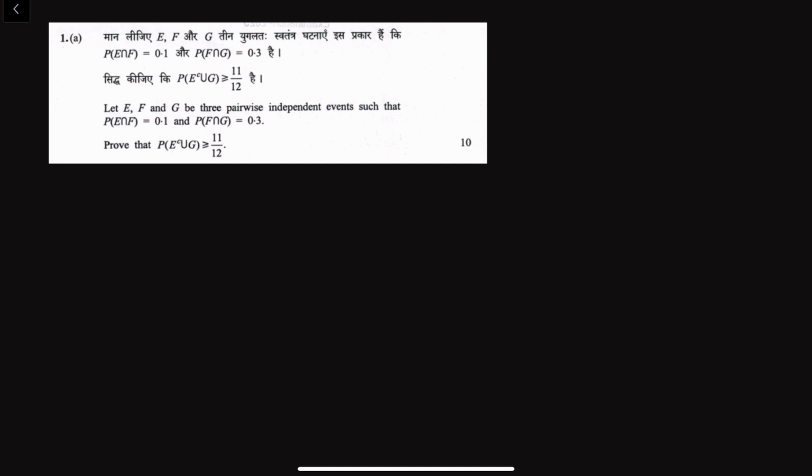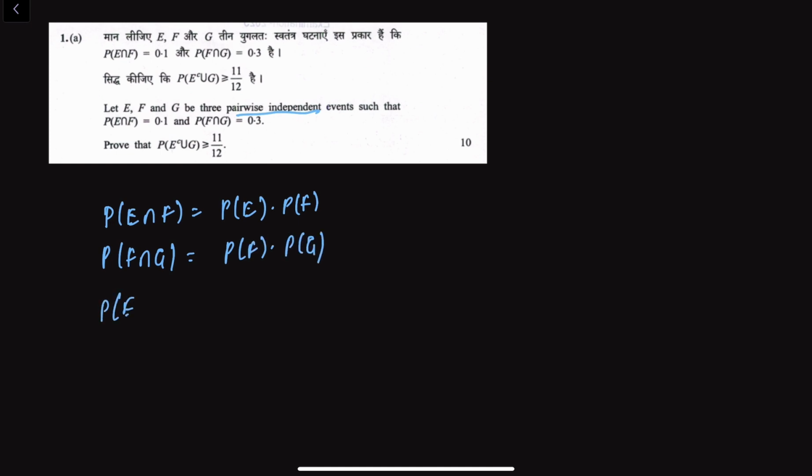They have mentioned that the events are pairwise independent. So that means probability of E intersection F is probability of E times probability of F, probability of F intersection G is probability of F times probability of G, and probability of E intersection G is probability of E times probability of G. Let us consider probability of E to be P, probability of F be Q, and probability of G be R.